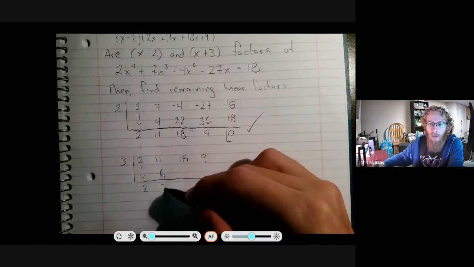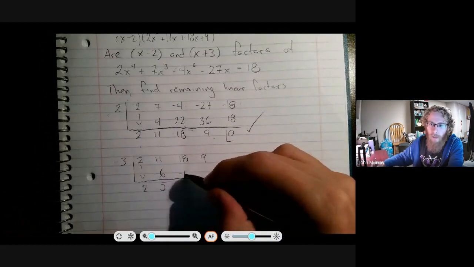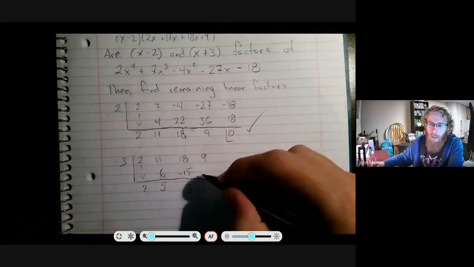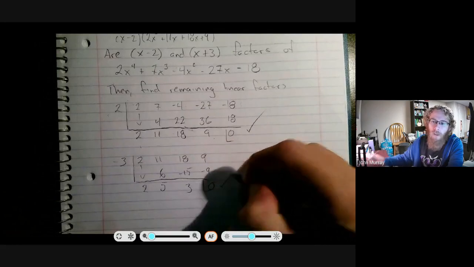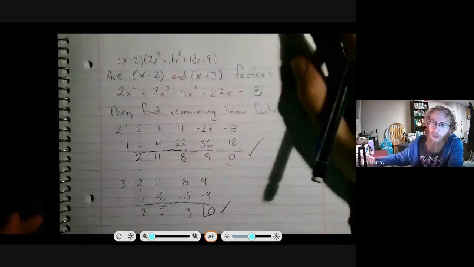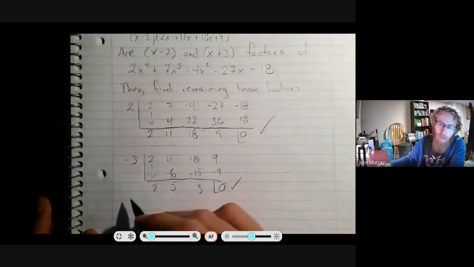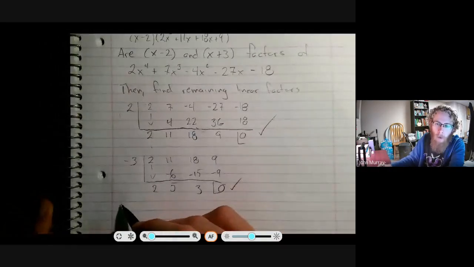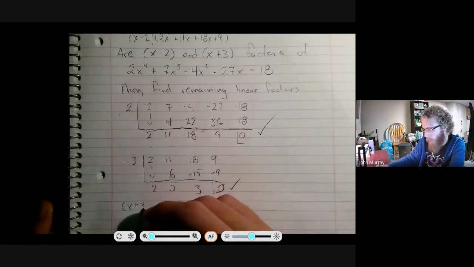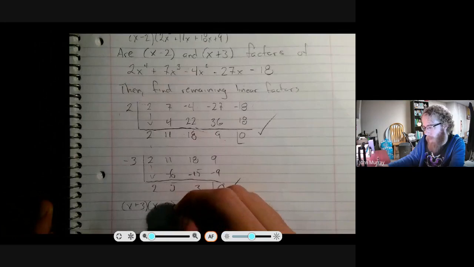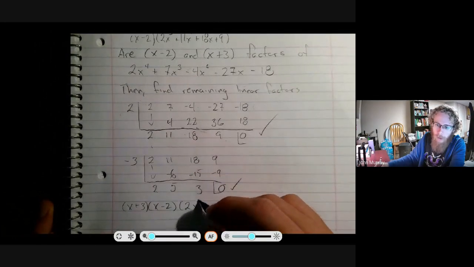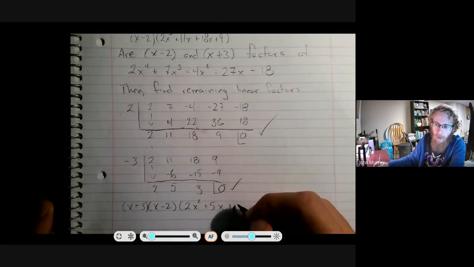-6, 5, -15, 3, -9, which gets us a remainder of 0. Okay, so coming back to this, I'll put it down here now that we have room. We can write that x plus 3 times x minus 2. And then what do we have left over here? We have a trinomial, 2x squared plus 5x plus 3.